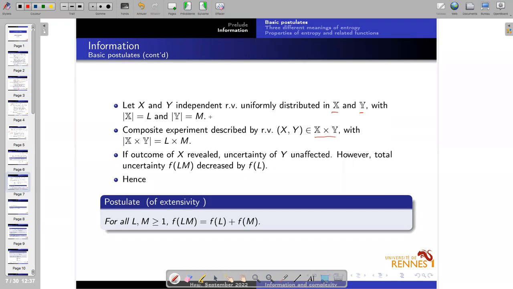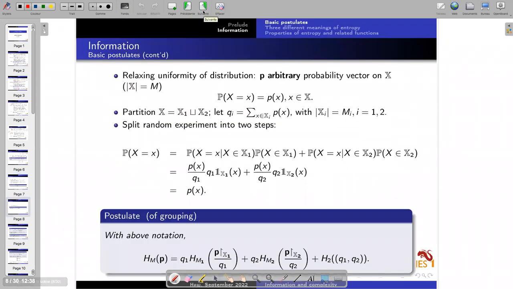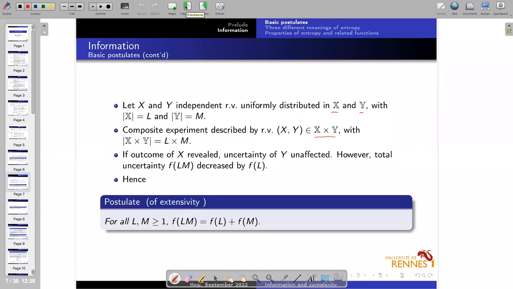So the next postulate is a very natural observation: for integers L and M bigger than one, the average uncertainty of the pair is the sum of the uncertainties for the independent elements of the pair. Is it clear for this postulate? Yes. Okay. And can you repeat the last sentence you said, please?